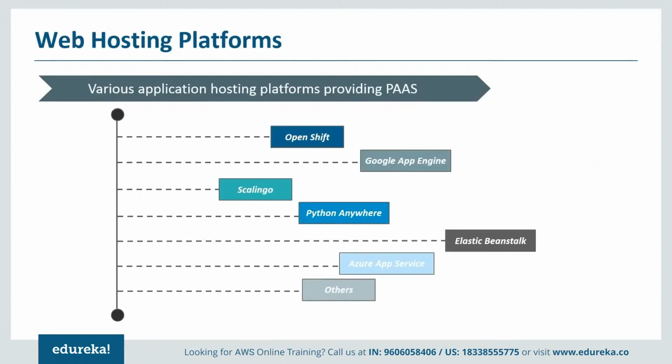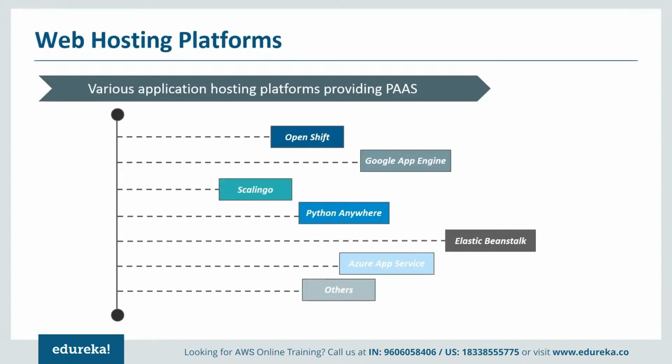In the market, there are quite a lot of application hosting platforms which provide Platform as a Service. Let's have a look at a few of them. First, we have something called OpenShift. It is a web hosting platform offered by Red Hat. Then you have Google App Engine, which we all know. Then there is a platform as a service where you can deploy your application in just 2 minutes. Apparently, it will provide you a production-ready environment where all you have to do is deploy your application code.